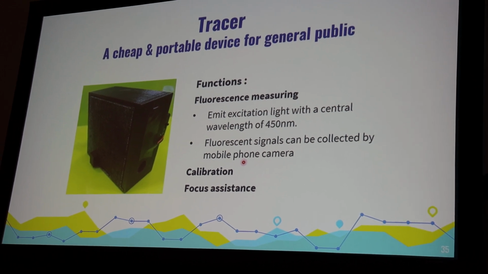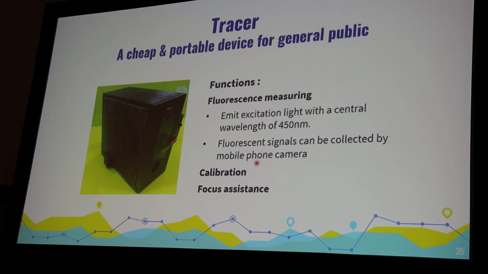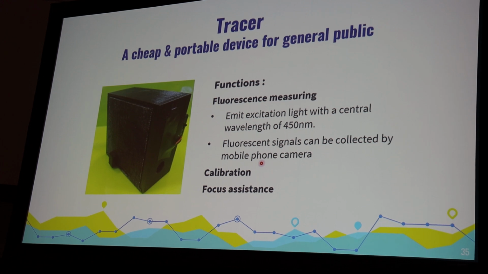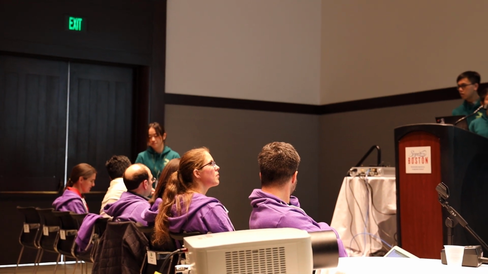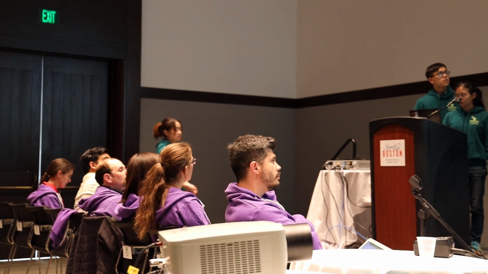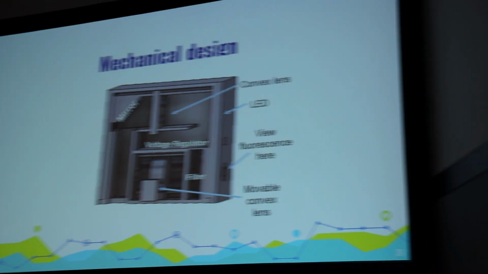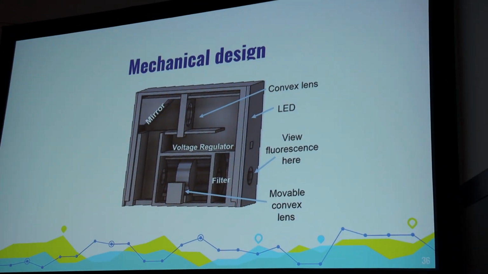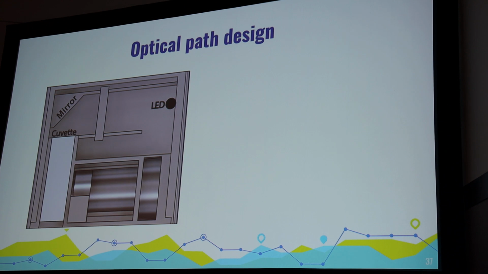And we make use of an activation light of wavelength 450 nanometers to excite the fluorescence emission, and the fluorescence signal can be collected by the mobile phone camera. And tracer can also do the calibration and focus assistance when capturing the image. And this is the mechanical design of tracer, and the labels indicate the position of components in the device. And let's see how we can capture the fluorescent signals from our RNA probe detector.